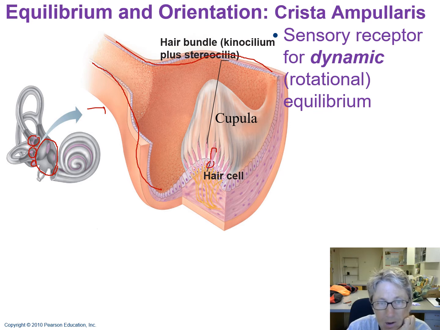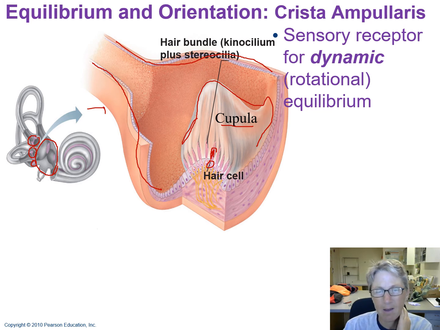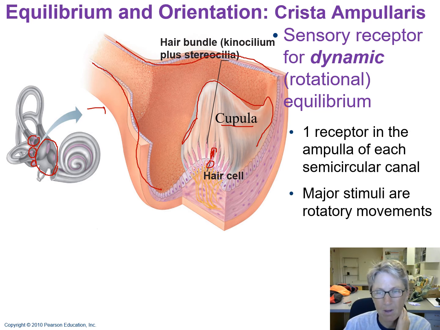Sorry, here's the hair cell. It's got stereocilia and a kinocilium, just like in the vestibule. And then it's got this thing over the top of it. It's not an otolithic membrane, but it's called a cupula. It's kind of the same thing. It's sort of like a gelatinous mass that the hair cell, stereocilia, and kinocilium are embedded in.